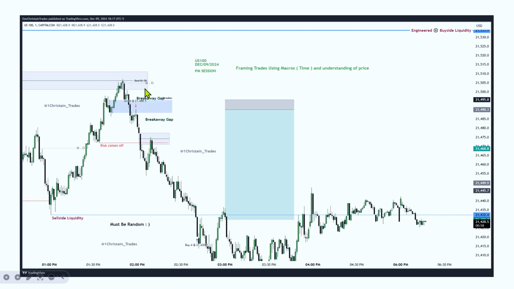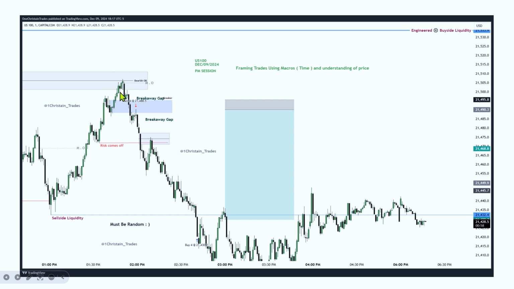Now let's go back to this one more time. You can see this macro right here sent us to do what? Advisor liquidity right here. It's from a setup that's not my setup, so I didn't take this trade. We ran for what? We ran for this liquidity pool right here.